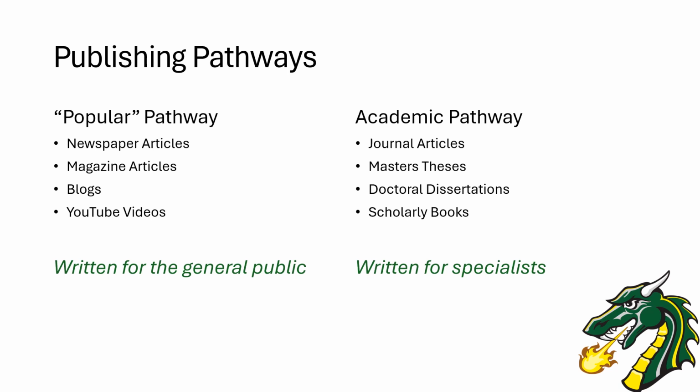First, we need to talk about what kind of material we have in mind. There are really two different pathways to publication that we're going to talk about today, the academic publishing route and the popular publishing route. There are a couple different types of materials that fall into both of those pathways, the popular pathway including things like newspaper and magazine articles, along with blogs and YouTube videos. The academic pathway includes things like journal articles, master's theses, doctoral dissertations, and scholarly books. The popular pathway is written for the general public, and the academic pathway is written for specialists.